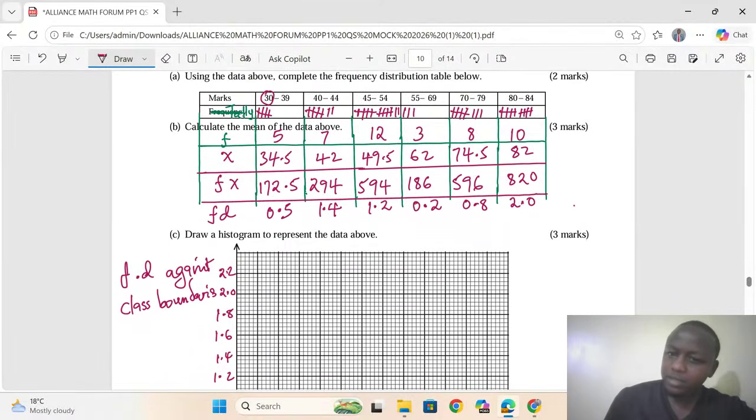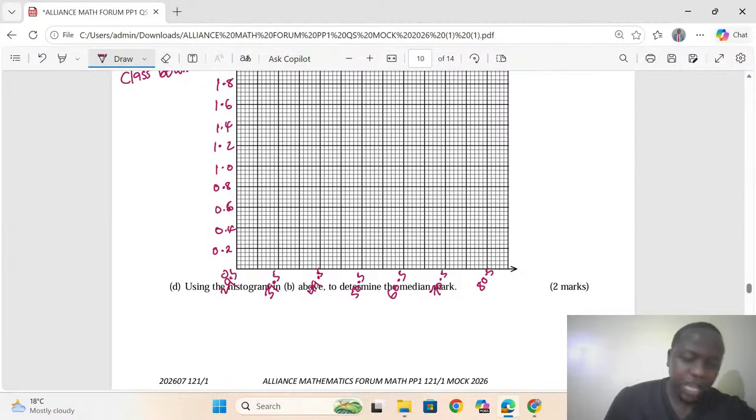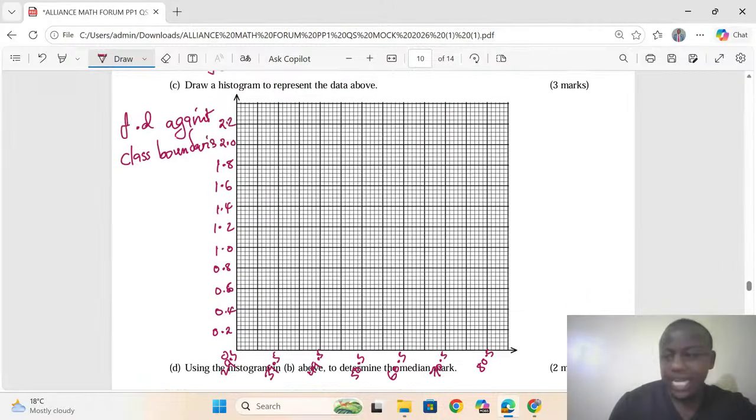80.5. Yeah, I think a 5.5 will also be accommodated there. So those are the intervals. Now with that, we can check the first class.